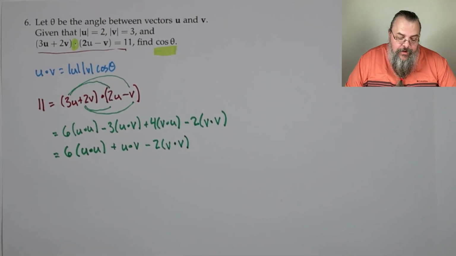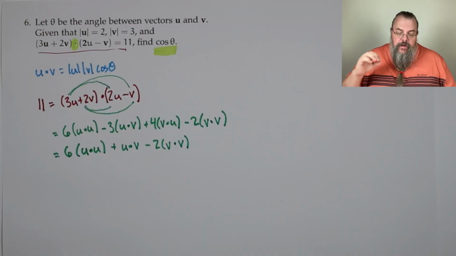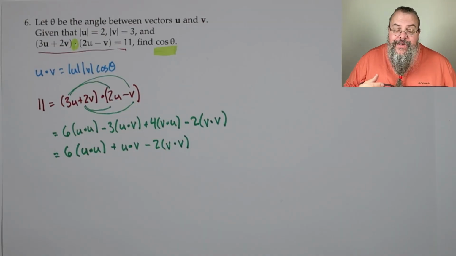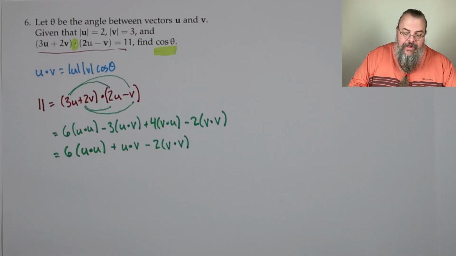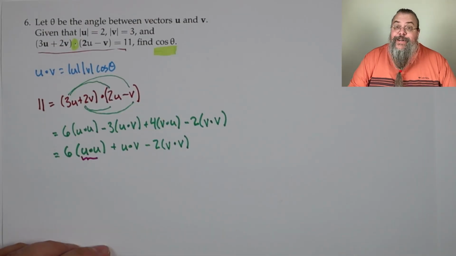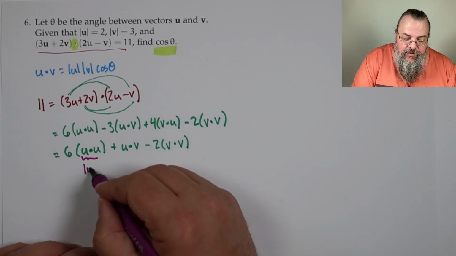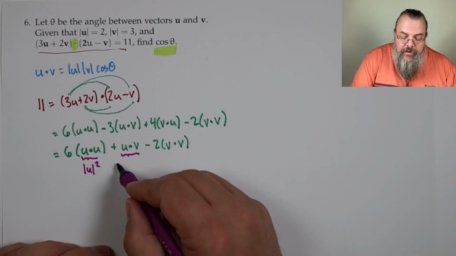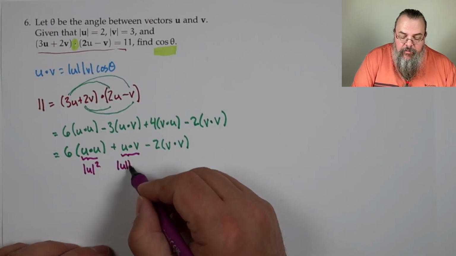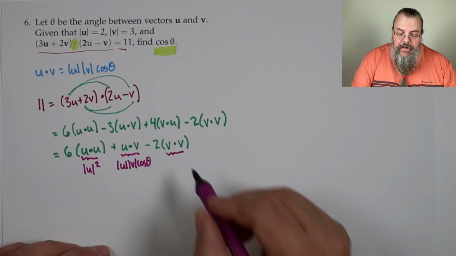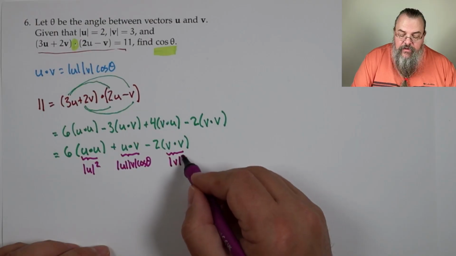And what can we do? Well, these individual terms have interpretations, so let's go through and think about these. u dot u, if I take a vector dotted with itself, what comes out? It's the magnitude of u squared. u dot v, we mentioned this before, is the magnitude of u, magnitude of v, cosine theta. And v dot v is the magnitude of v squared.